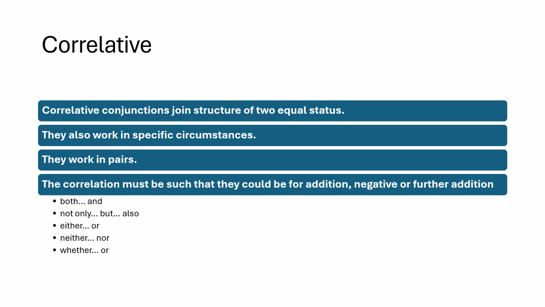So let's look at correlative conjunctions now. Correlative conjunctions join structures of equal status. Yes, they also work in specific circumstances. Yes, they work in pairs. So I said they are kind of a power team. Let's show some examples. The correlation must be such that it could be for addition, negation, or further addition, depending on exactly what you want to do. So we are going to see as we look at the examples. These are examples of correlative conjunctions: both and, not only but also, either or, neither nor, whether or.